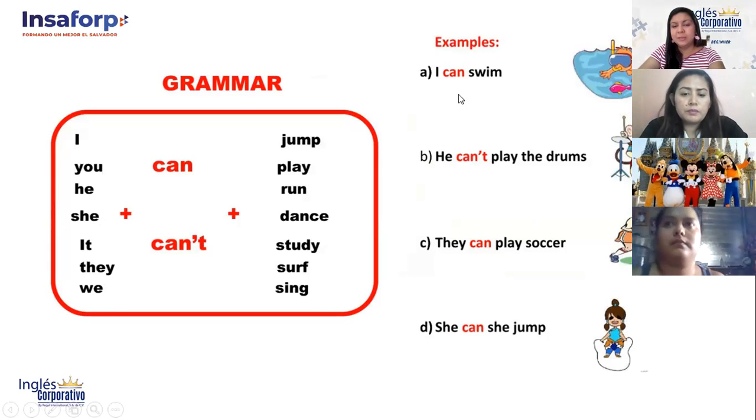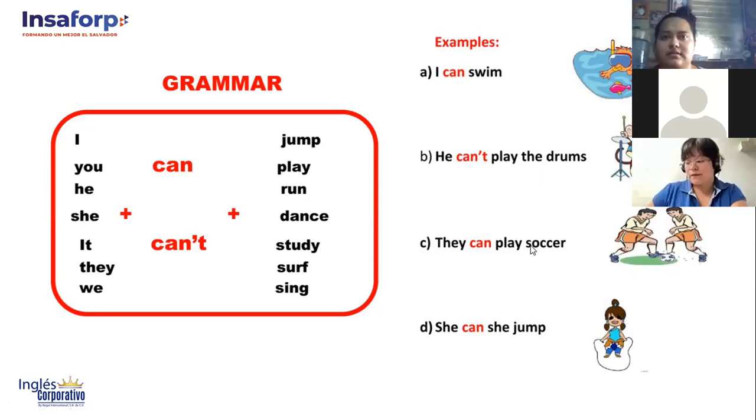Can you read, please, Tatiana, letter A? I can swim. Thank you, Byron, letter B. He can't play the drums. Exactly, he can't play the drums. Thank you, letter C. Mr. Martinez? They can play soccer. They can play soccer. And the last one, Jenny?